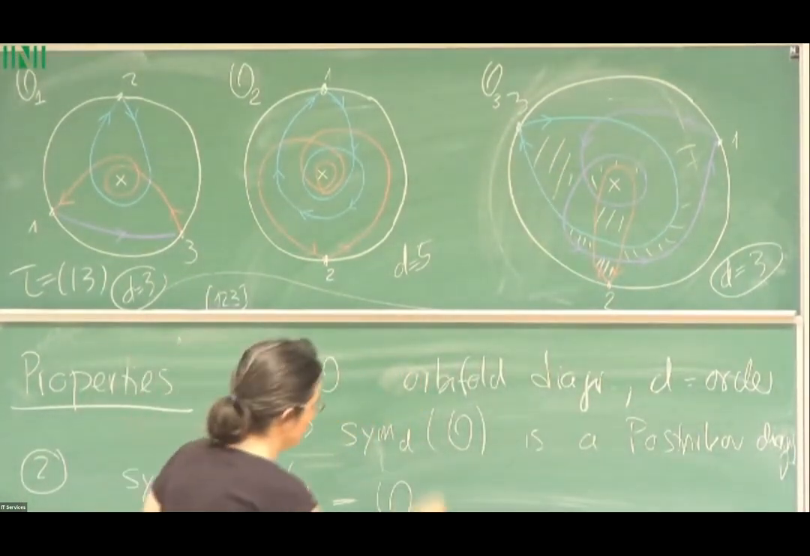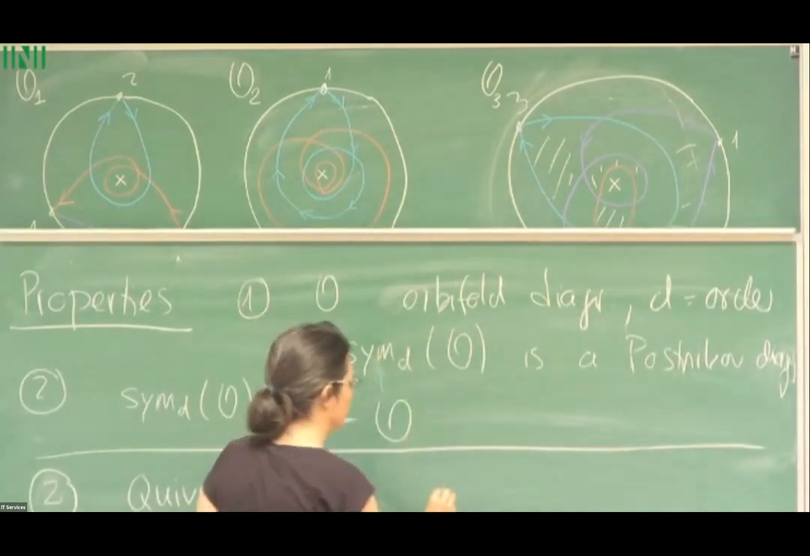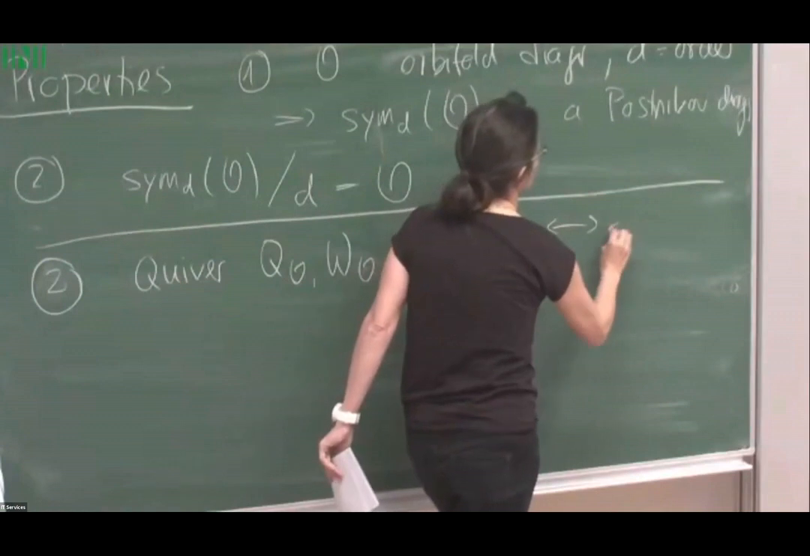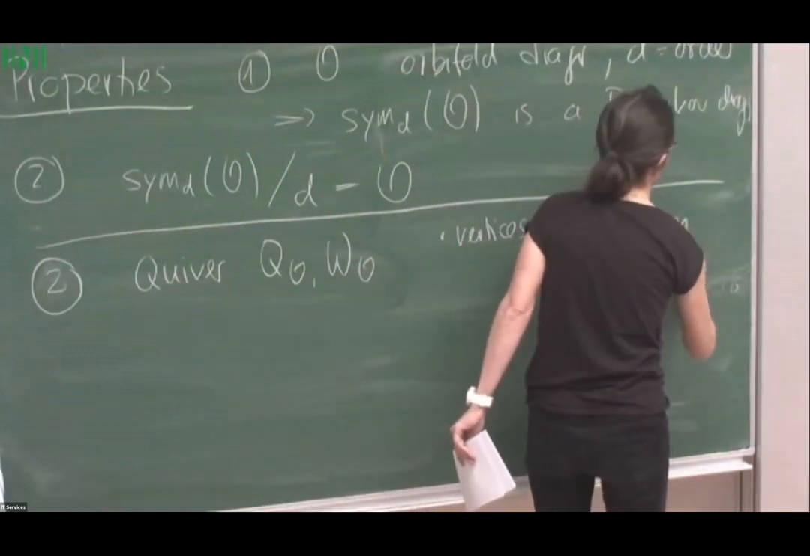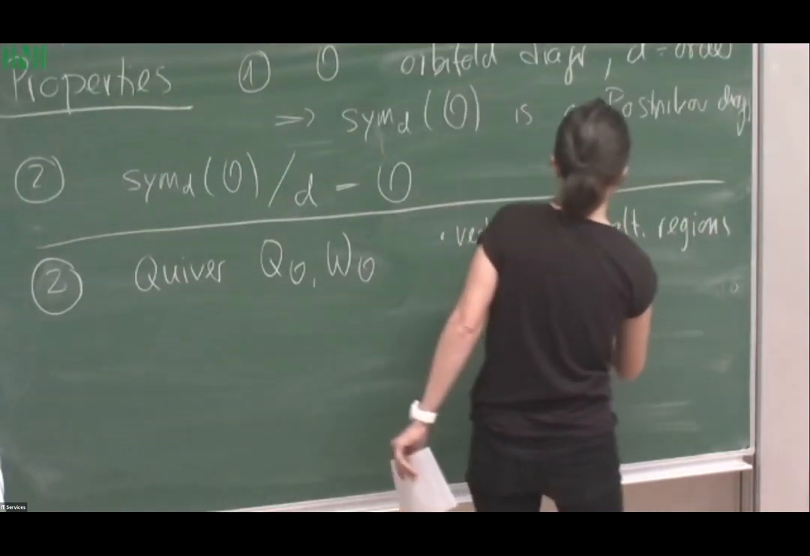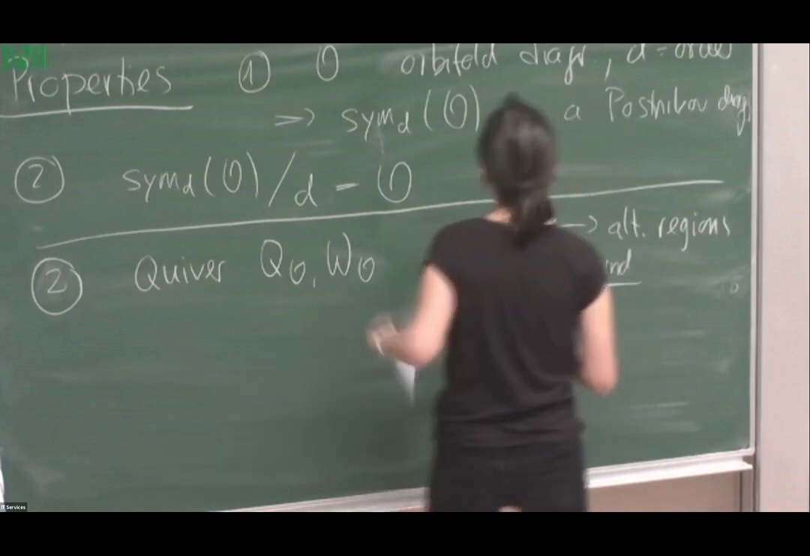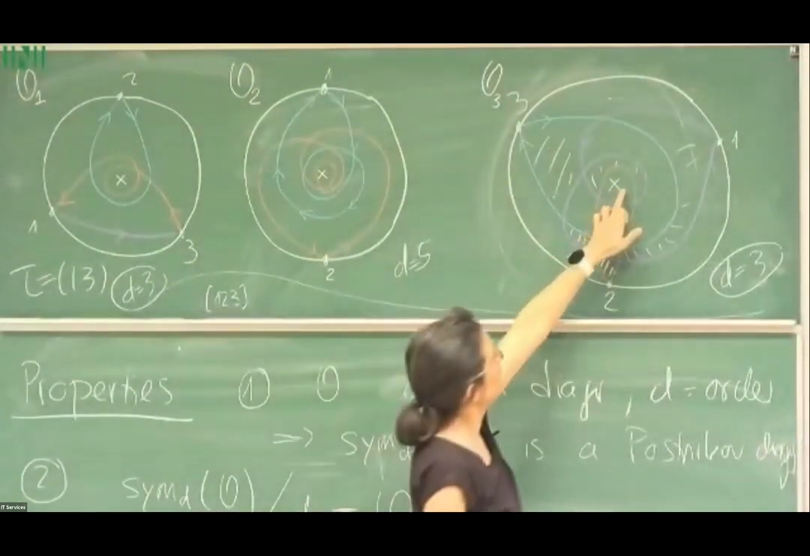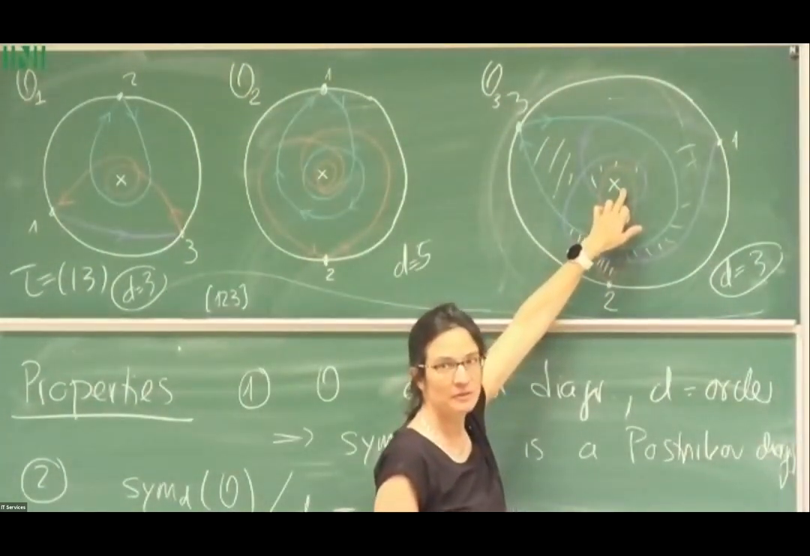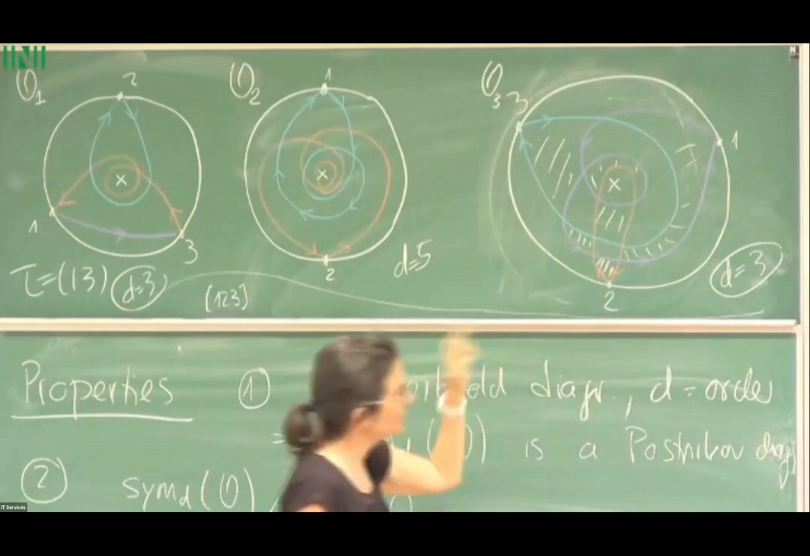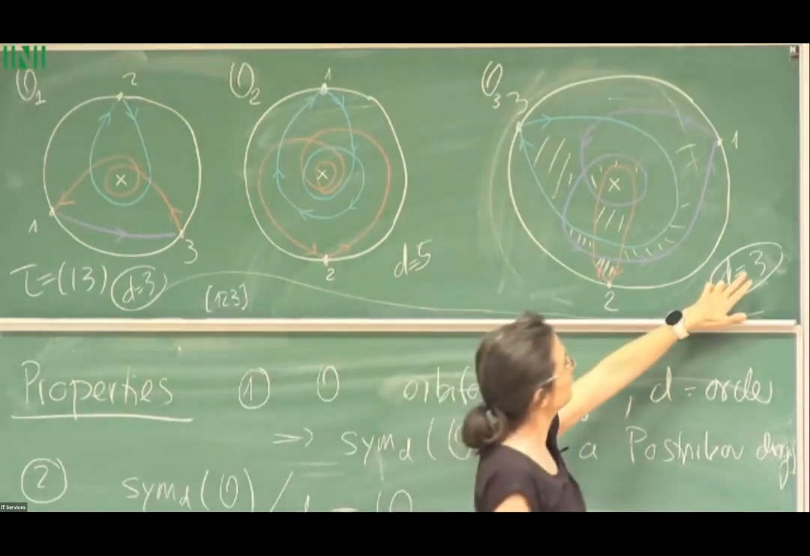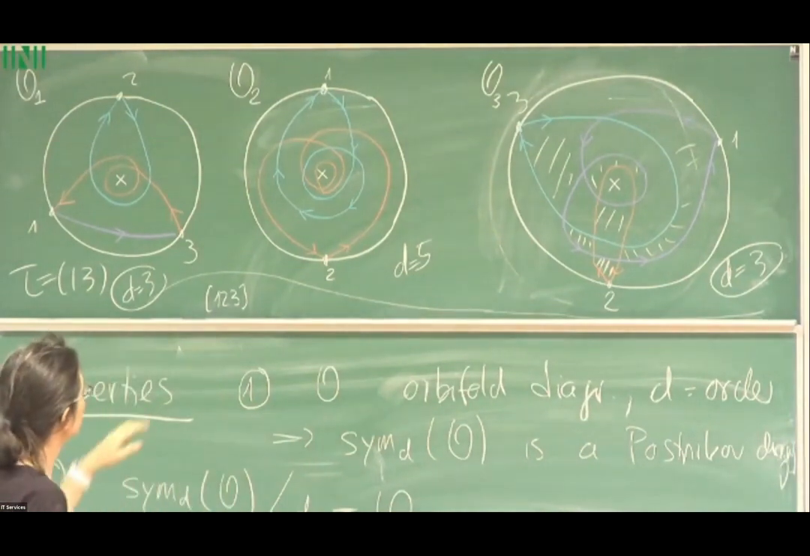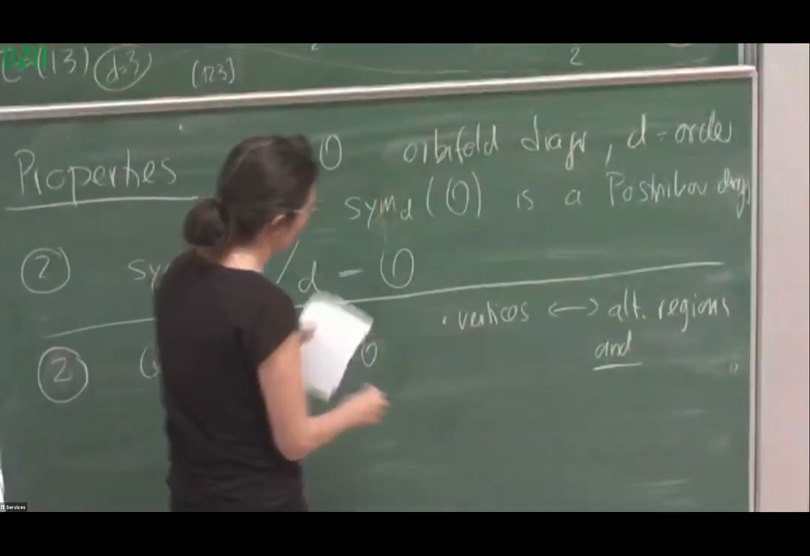So we put vertices in the alternating regions. And now there's a new feature. You see in the last picture, the orbifold point is in an alternating region. So here I have to take into account that I really have D copies of that region, whereas it's different in these two examples.